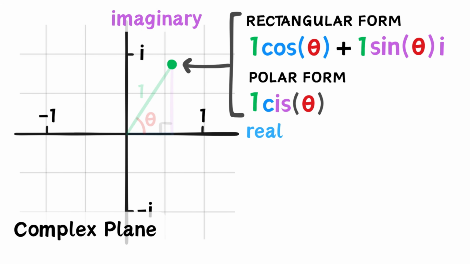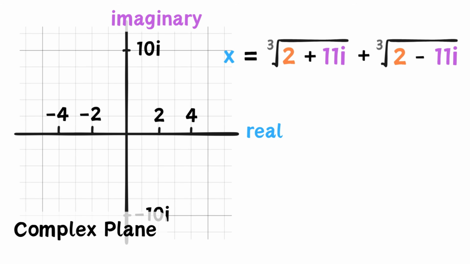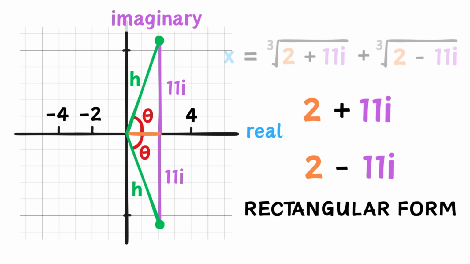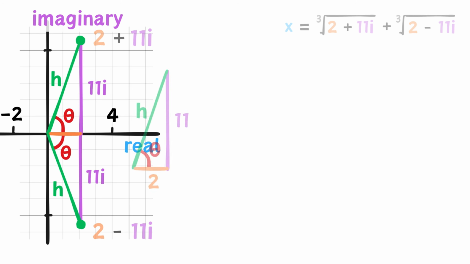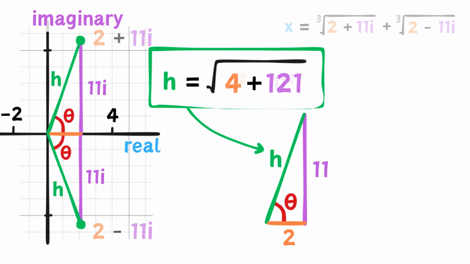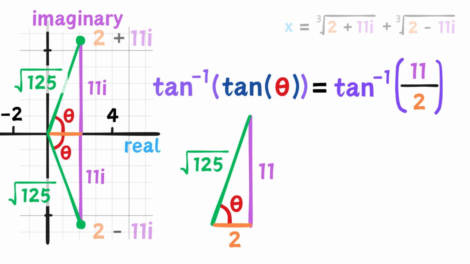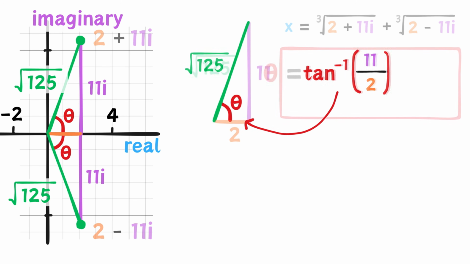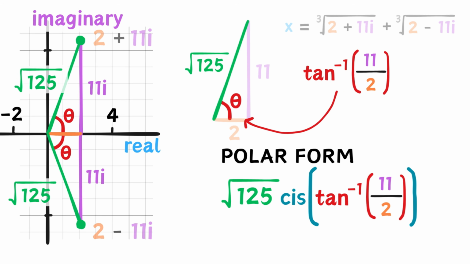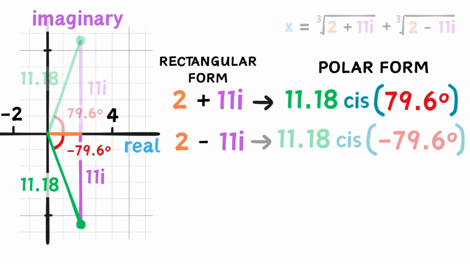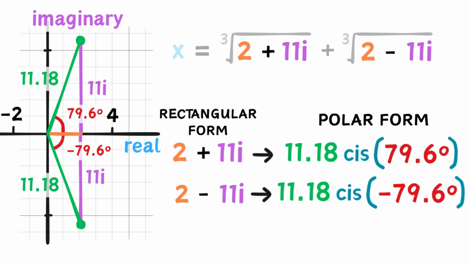Now, recall the equation that we were trying to solve earlier. Using polar form, we can visualize what Bombelli discovered. Let's graph the two complex numbers from our reduced formula earlier. Notice that these are in rectangular form, so let's rewrite them in polar form. We can find the hypotenuse using the Pythagorean theorem, and we can find the angles using the inverse tangent. So now we have the polar form, which we can simplify. And for the 2 minus 11i, it's the same idea except the angle is negative.